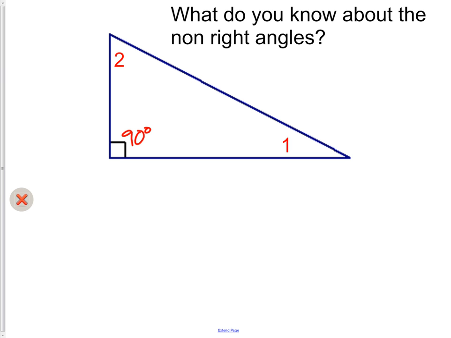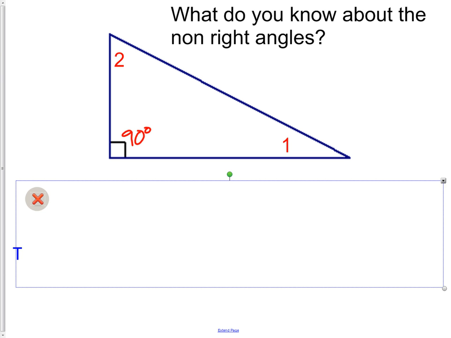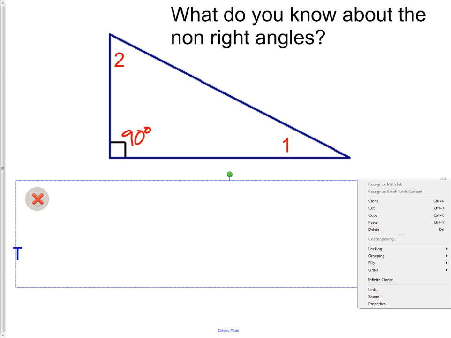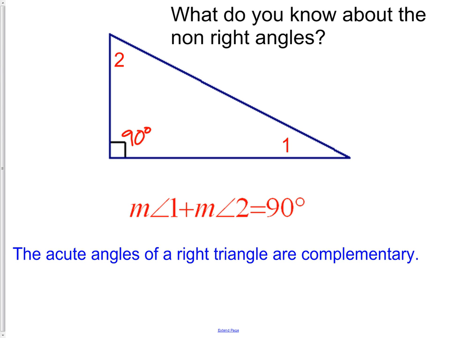Well, obviously from the looks of them, they're acute angles, but that really doesn't tell us much about their measurement. What you can actually tell me about their measurement is that if we add those two angles up, we're going to also equal 90 degrees. We now have a new statement: the acute angles of a right triangle are complementary. Complementary, as you remember, means add up to 90 degrees.